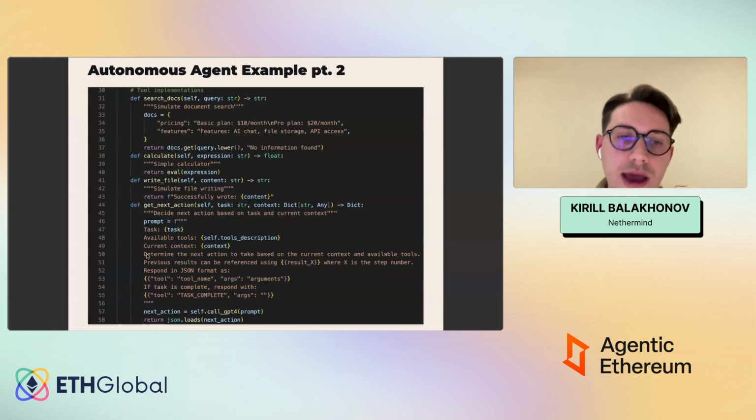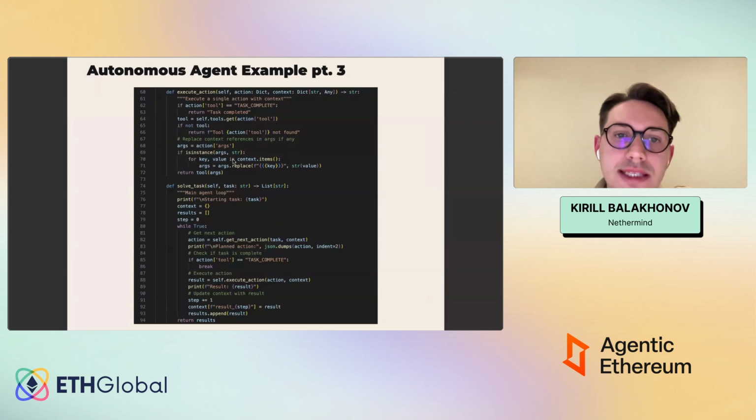And here is the prompt: determine the next action to take based on the current context and available tools. Previous results can be referenced using result X, where X is step number. Respond in JSON format like this: tool name, arguments. If task is complete, respond with this. As you see, we also show the previous context, previous steps that it already executed, because this is how it should operate. It should know what it did before. It should know which task it is executing now. It should know which tools it has.